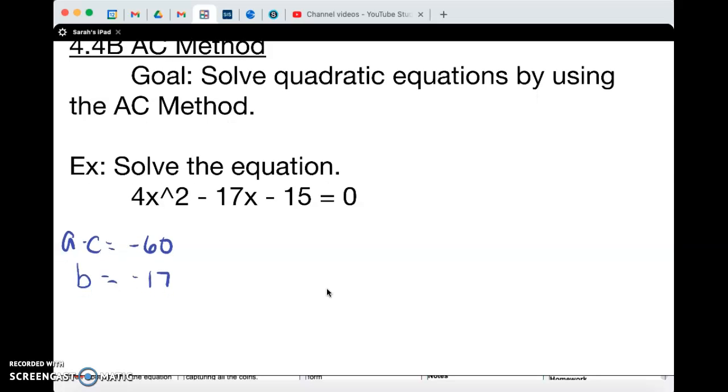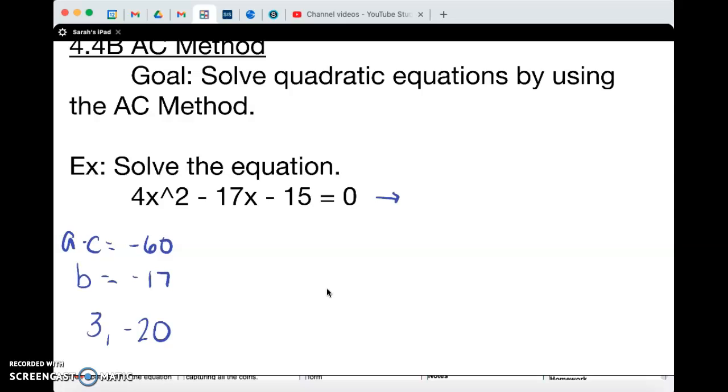Oh gosh, I was going through all the options and I was not finding it. Okay. I'm like 6 and 10, 4 and 15. Yeah, -20 and 3, so it adds to -17 and multiplies to -60. Okay, so then we're going to rewrite our equation. And how would that look?